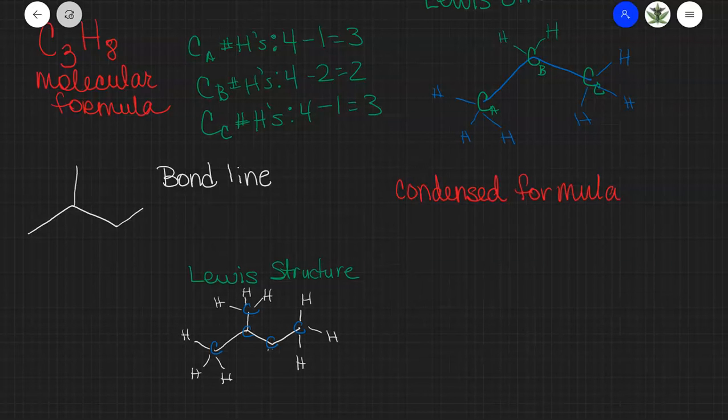And then we have this one in the middle that has 3 attachments, so it only gets 1 to make 4. And then this carbon has 2, so it needs 2 more in order to get to 4. So we've used our bond line to draw a Lewis structure. Now that we see the carbons and the hydrogens, it may make it easier for you to draw a condensed formula. Again, reading it like a book.